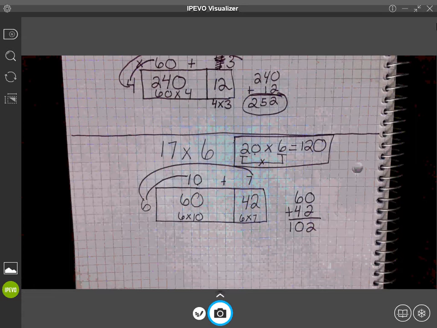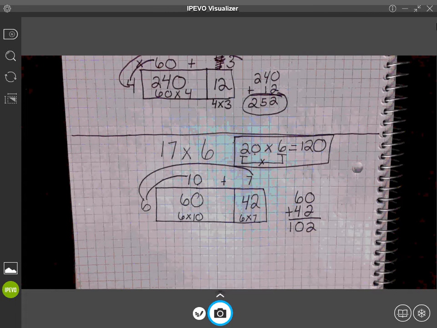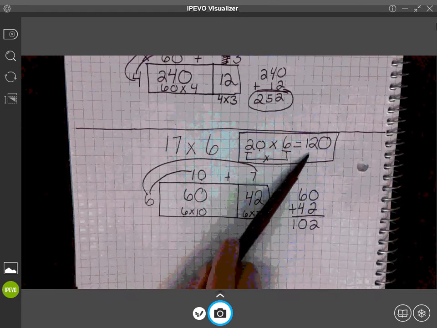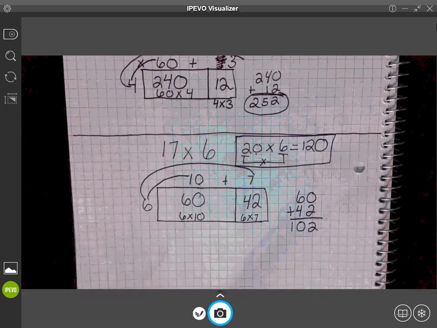All right. I got 102. Did y'all get 102? All right, let's check it against your estimation. What do you think? That's pretty close.